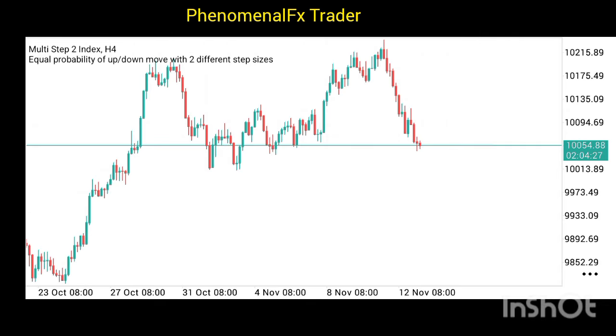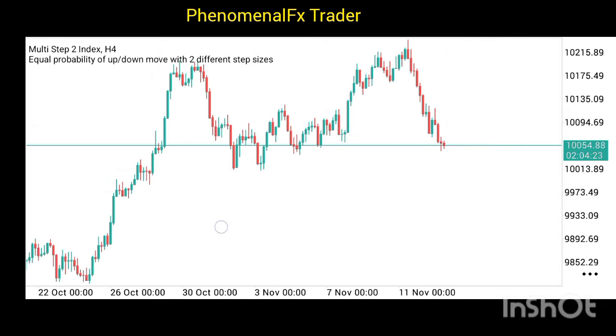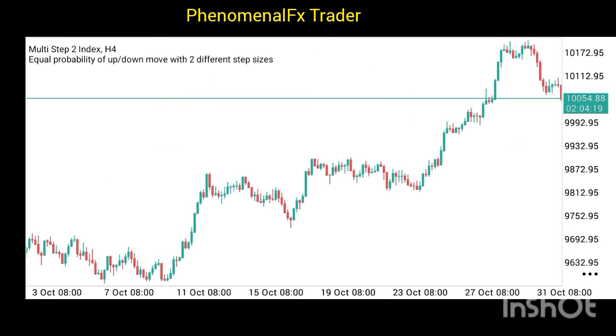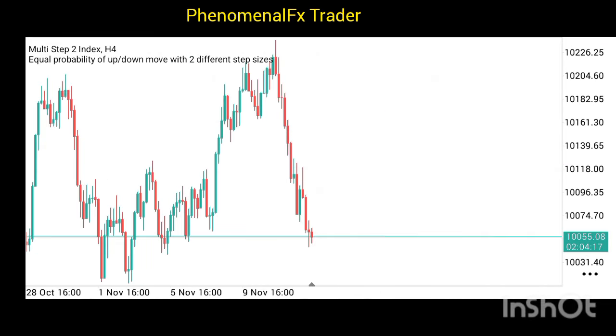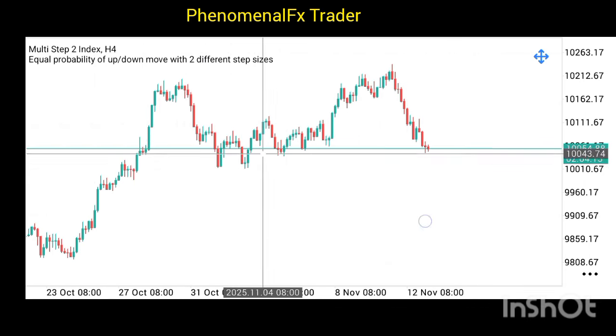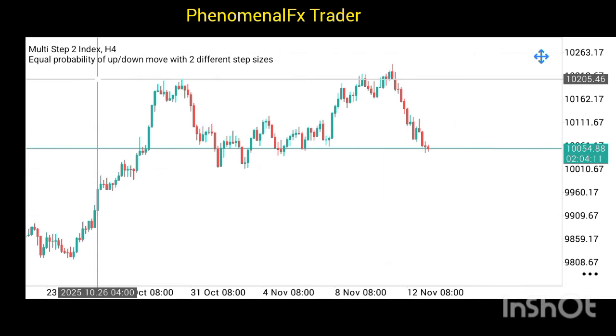So this is the first pair we're looking at. This is the Multi Step 2 Index. Looking at this pair right now, we do not have a clear setup at the moment, but from what we can see, the market has been buying. Since the market has been buying, we had a break of structure here, did we? Yes, we had a break of structure at this point.